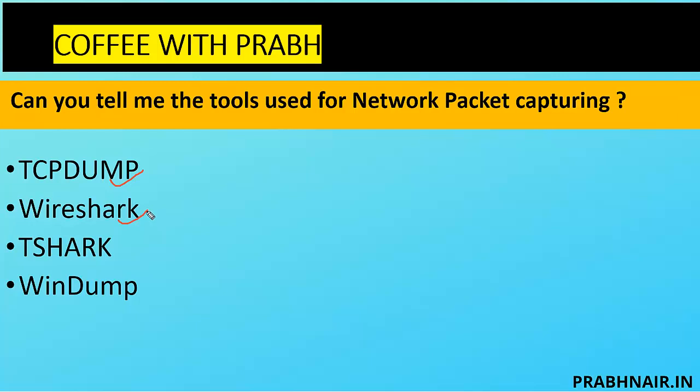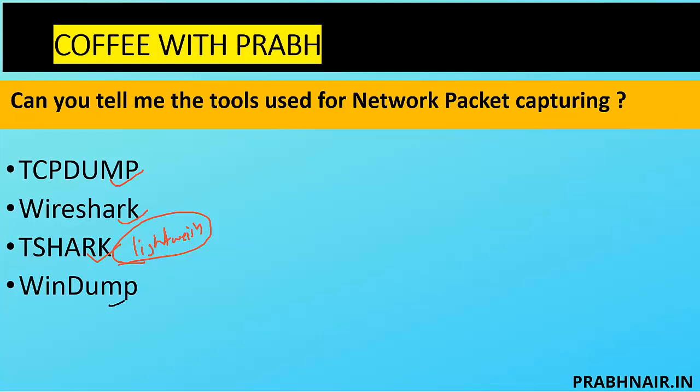Then we also have T-Shark. T-Shark is basically very lightweight. When your requirement is to monitor, but computation is a concern and you don't want something that consumes more and more memory, in that case we can go for T-Shark. T-Shark is a lightweight answer for those who want the functionality of Wireshark but the slim profile of TCP dump. That is called T-Shark. And last is basically WinDump.